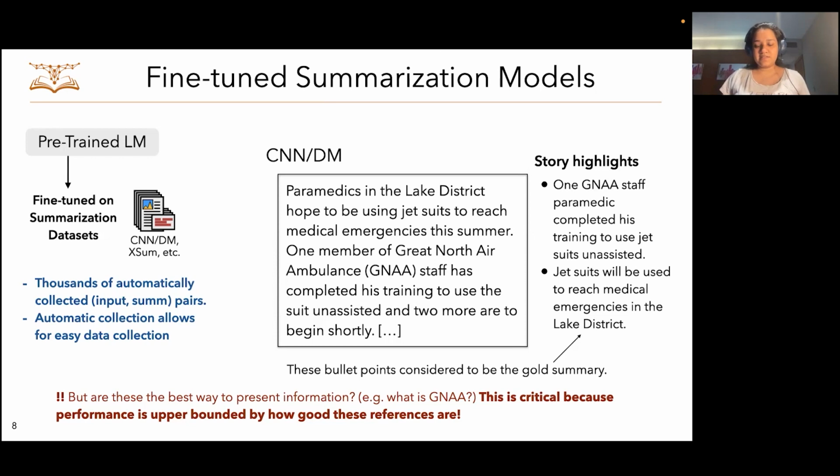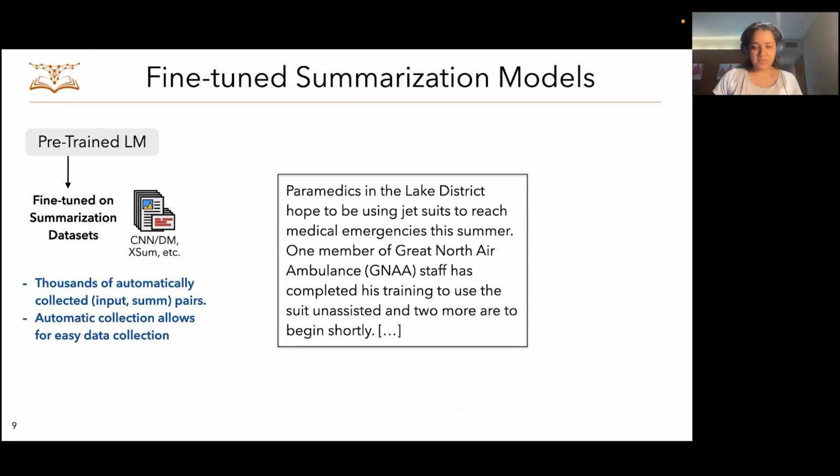And the reason why this is critical is that when we train models on this data set, their performance is going to be upper bounded by how good these references are. Let's quickly look at how XM was created. And the reason why I'm focusing on these two data sets is because a lot of the new summarization literature in the last 5-6 years has concentrated majorly on these two data sets. So which is why it's important to dig into these.